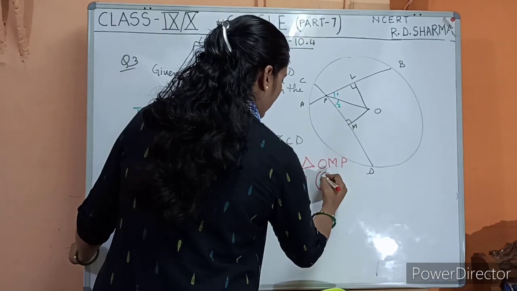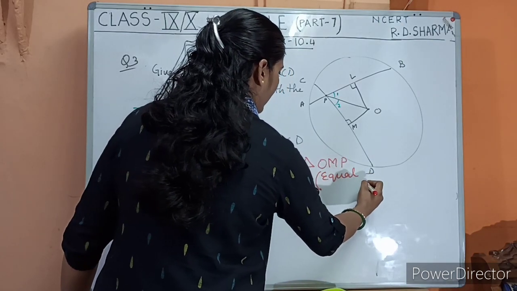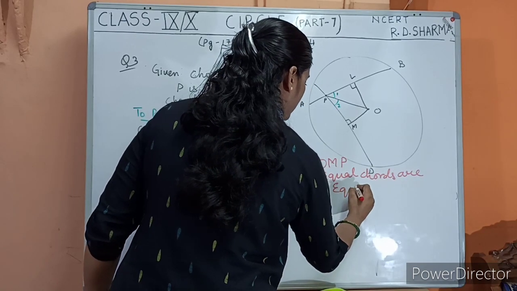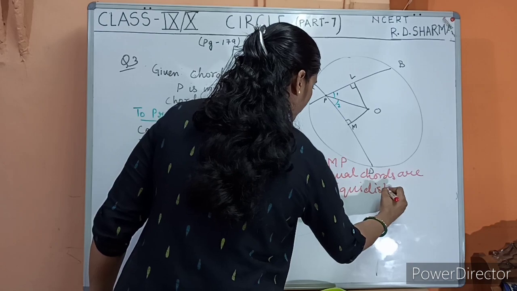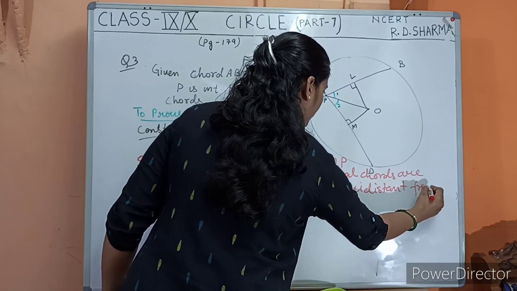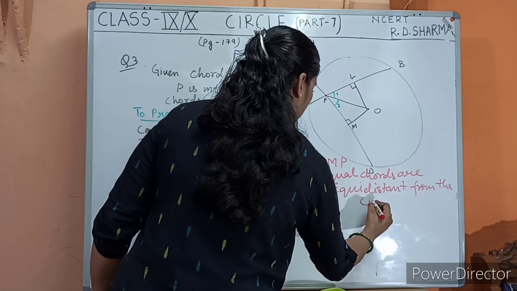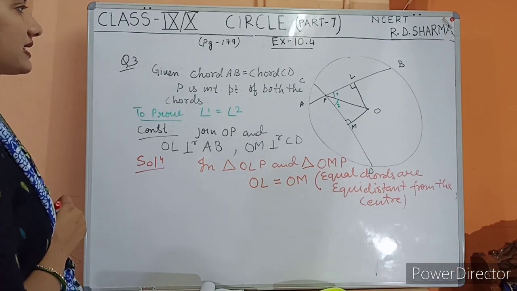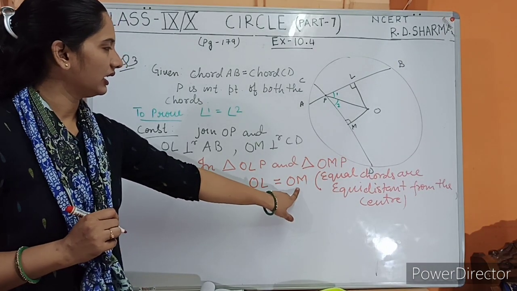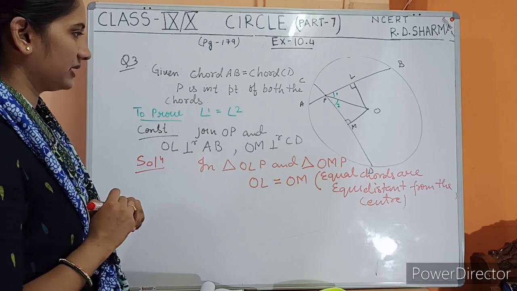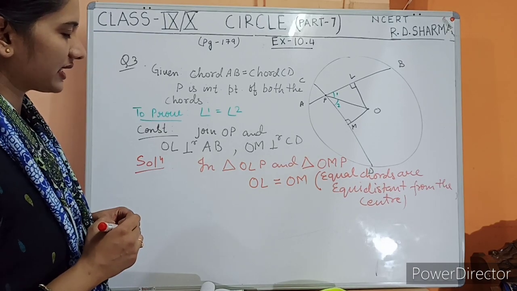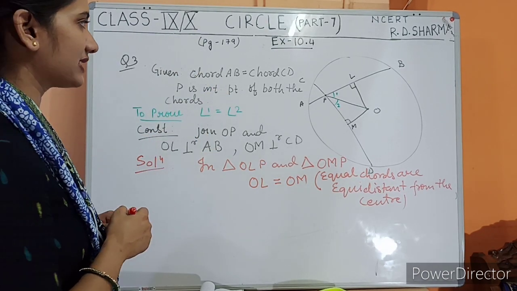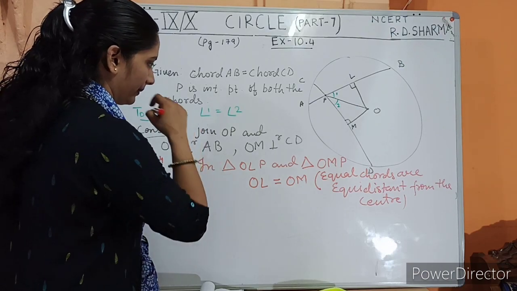So that we will write here. Equal reason must be that equal chords are equidistant from the center. So by this theorem we can say that OL must be equal to OM. ठीक है? Equal chords are equidistant from the center. So ये perpendicular जो distance होगा, that must be the shortest height and that must be equal.